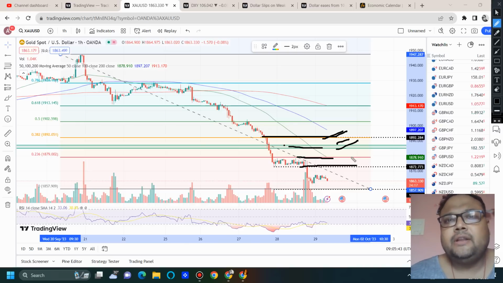1872, 73, 74, this is a resistance zone. Then we have 79, 85, 1892, 93. All these are levels in the market. We can look for a selling opportunity around each and every level. But after news, if the market shows a lot of volatility, be careful. No need to gamble. Take care of your capital.